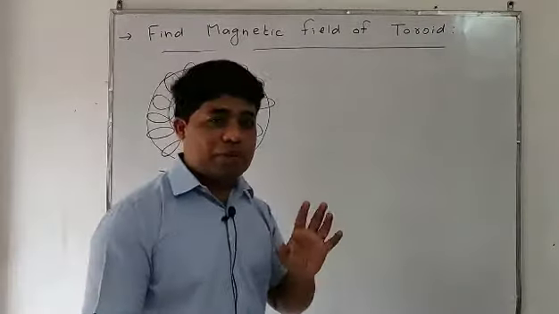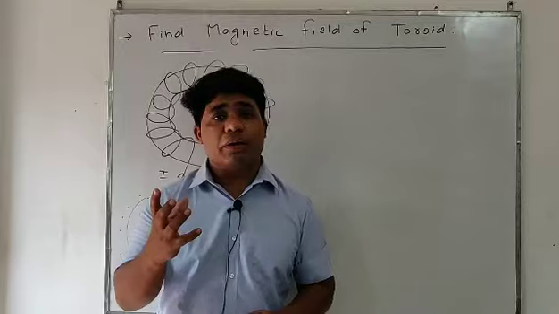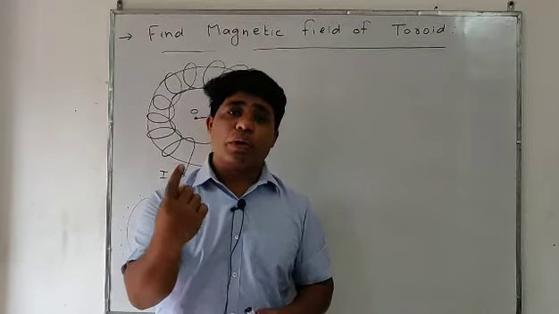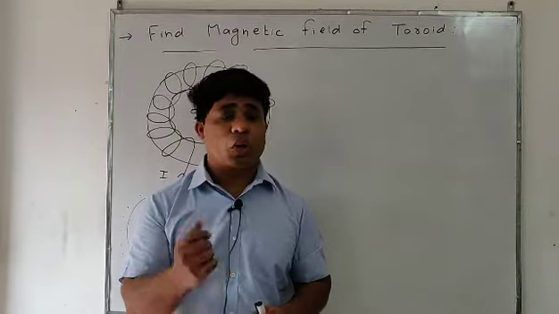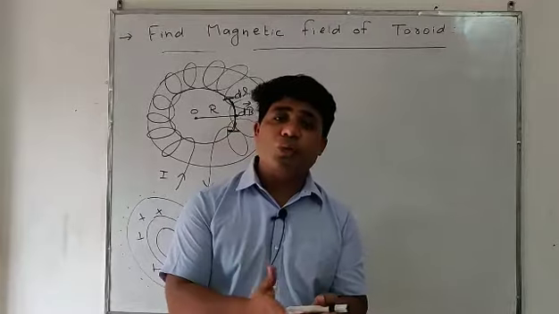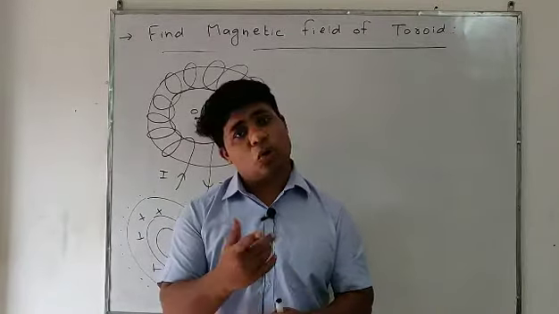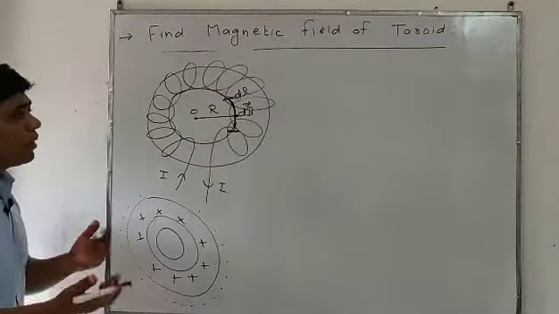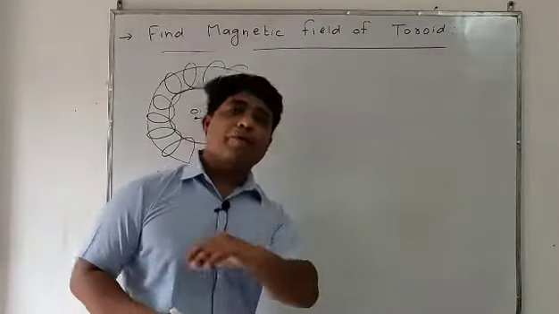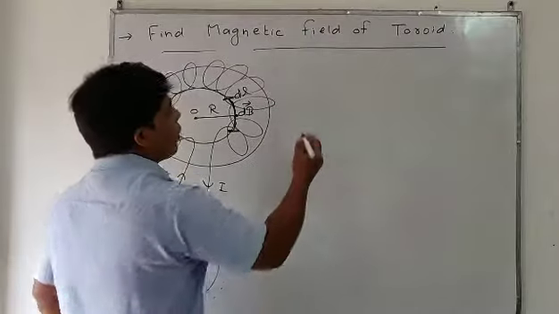I will give an example. In the ceiling fan, we use that motor, circular motor, that is a toroid. In the engine of a scooty and bike, we use that coil, that is also an example of a toroid. That generates a magnetic field. So now we have to find the magnetic field of a toroid. How can you find it, students?